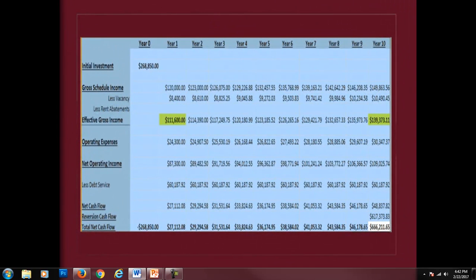So let's go back to our example. And this is just an Excel spreadsheet you're seeing on the screen. I'm going to show you how to use some other software in a little bit.